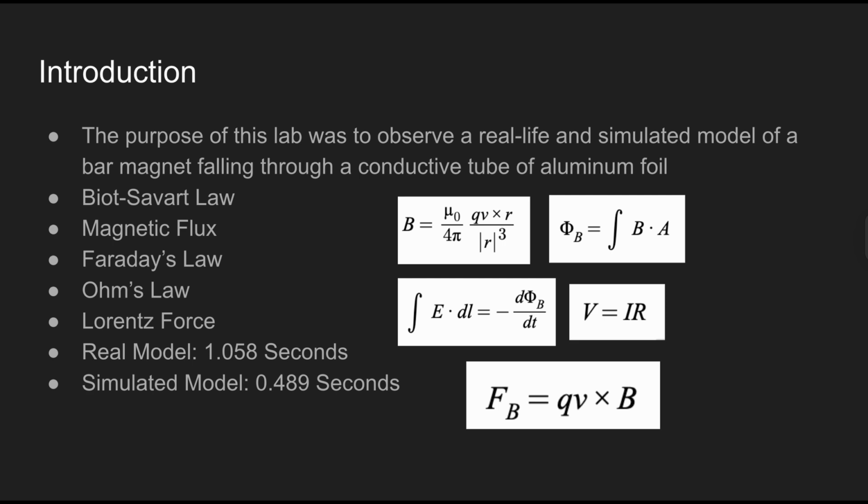In the real model, the average time that my bar magnet stayed in the 46 centimeter long tube was 1.058 seconds. In the simulated model, the time the magnet stayed in the tube was 0.489 seconds.